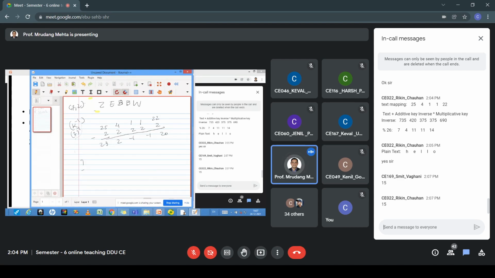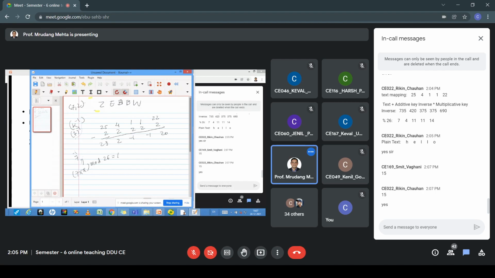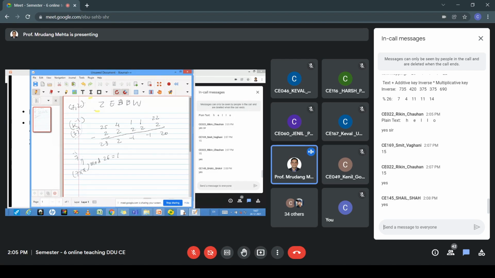Okay, 7 inverse. What is the method of finding 7 inverse? That is 7 into A mod 26 is equal to 1. This should be the answer. Correct? Yes or no? Right? So we have to take A in such a way that if we take a multiplication result with mod 26, then we get 1.